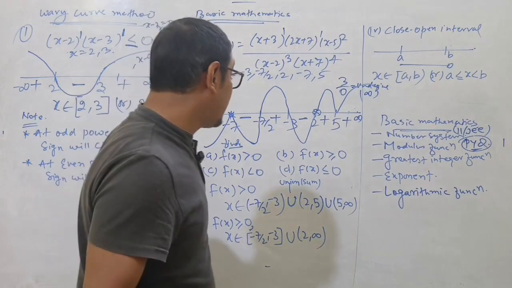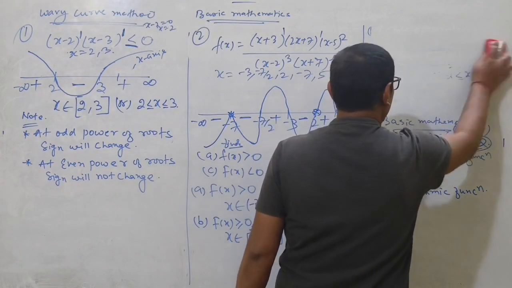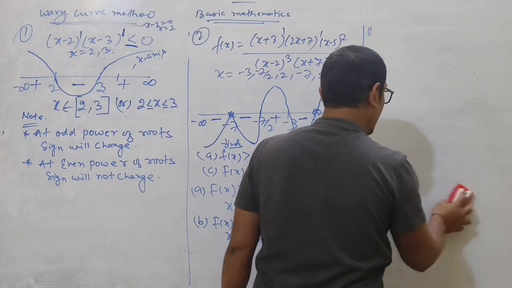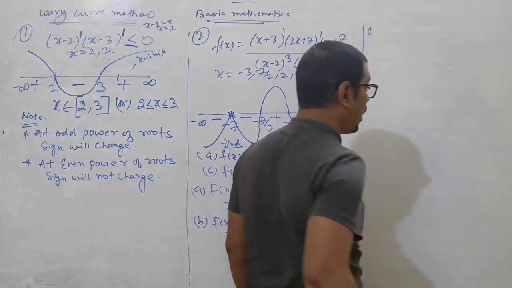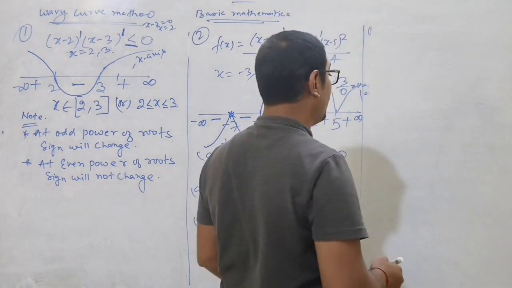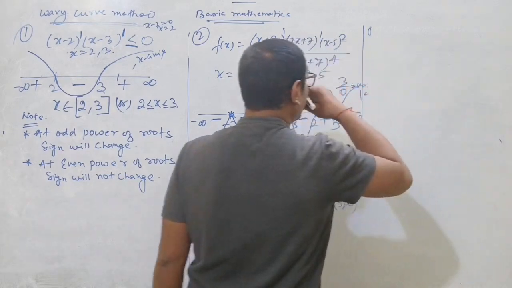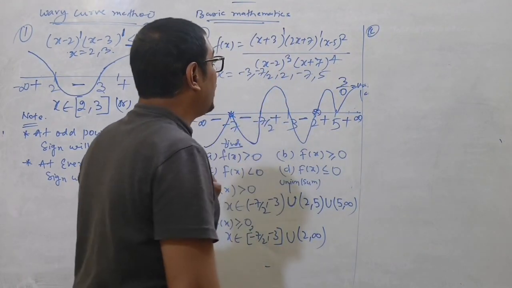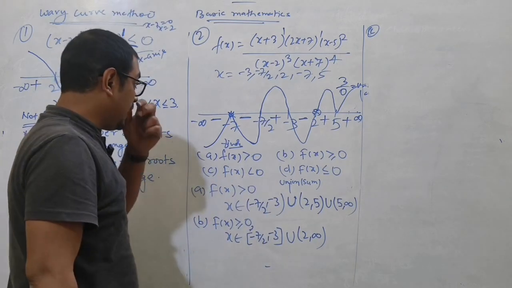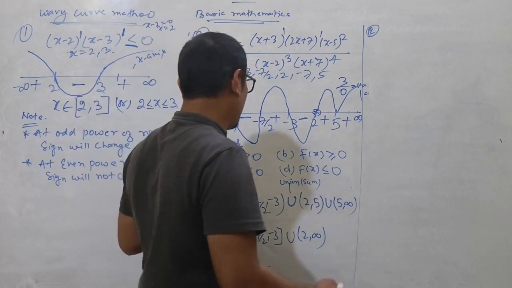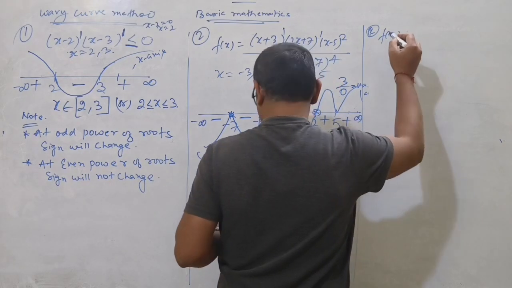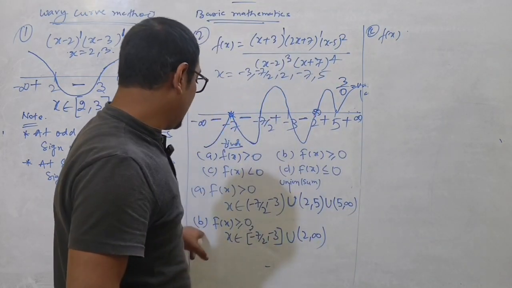Next is, so after this your sign scheme is clear, no more doubt about the sign scheme. So come to C. The C number is your f of x less than 0. B clear? B clear, A clear.